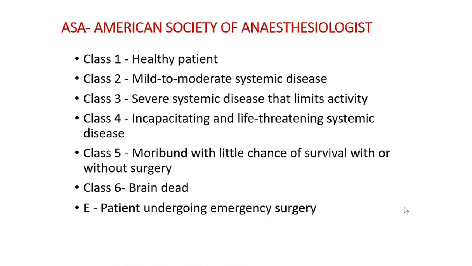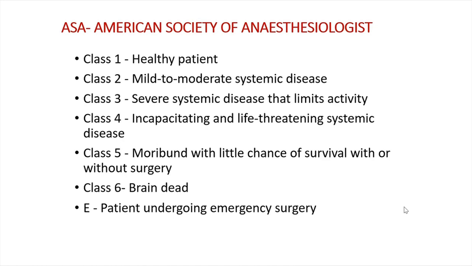Now, the American Society of Anesthesiologists classify patients into 6 classes, class 1 to 6, and E is added to each of these classes if it is an emergency surgery a patient is undergoing. Class 1 are healthy patients. There is no background comorbidity. A healthy patient coming for surgery, okay? Maybe they don't have any systemic illness, no comorbidity. They are coming for surgery. So you regard them as class 1 patients.